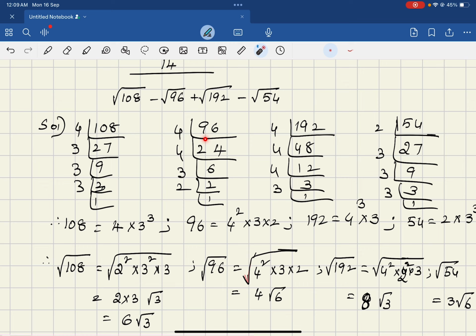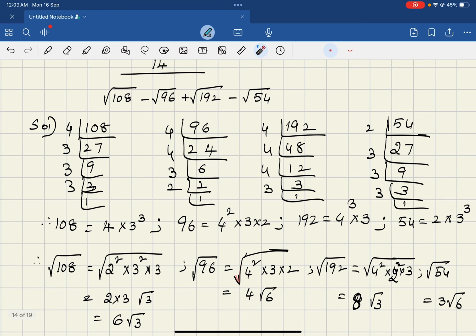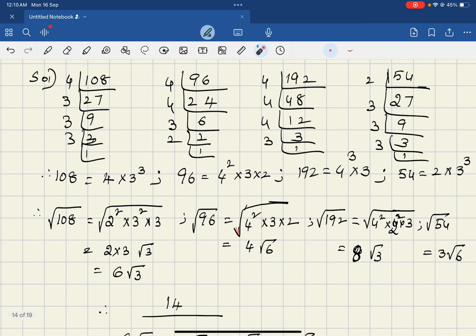Similarly, you can express 96 as 4 square times 3 into 2. 192, you can express as 4 into 4 into 4, that is 4 cube times 3. And 54 can be expressed as 2 times 3 cube. So these are the expressions of prime factorization. And now let us see the square root of 108.